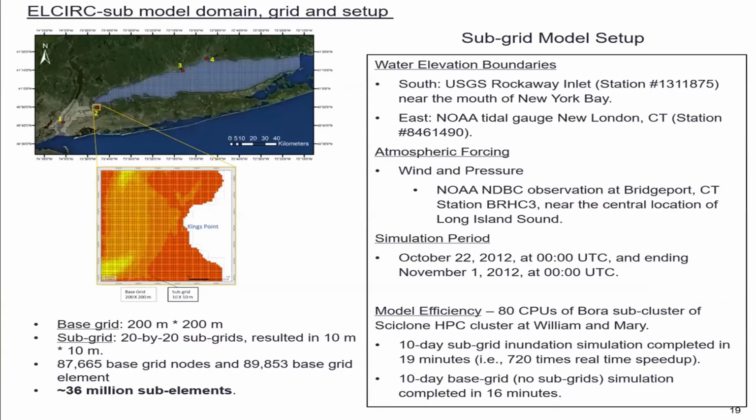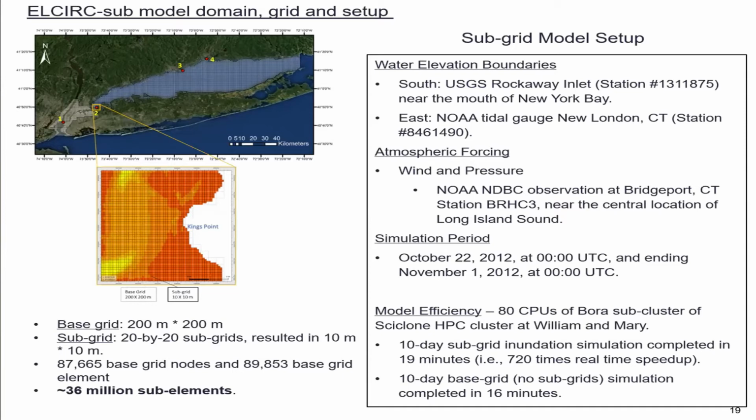And so to set it up, this model we call LSEC sub model domain. And that panel showing the base grid on the top, and then the subgrid near the Kings Point. You can see the subgrid in there. And to set it up, it turns out there is 36 million sub-elements in here.